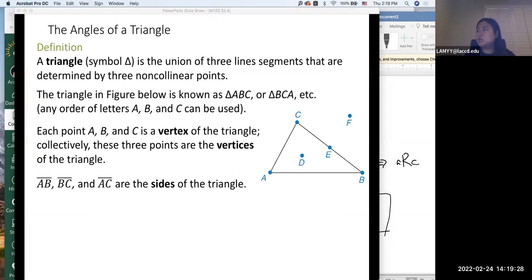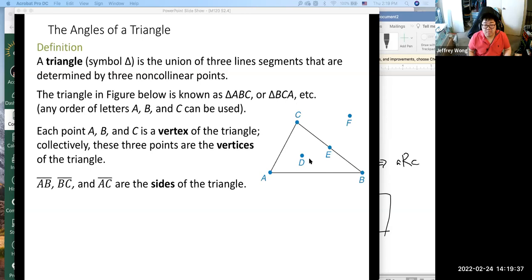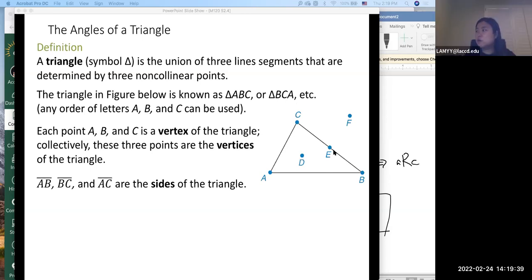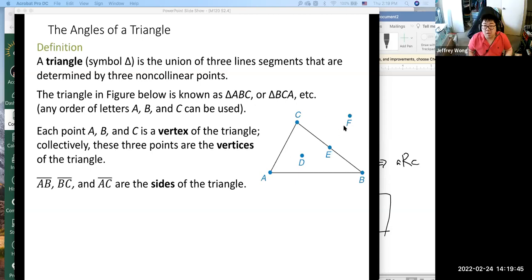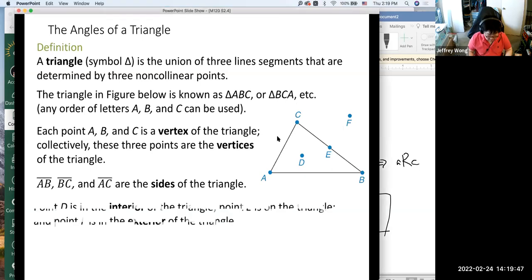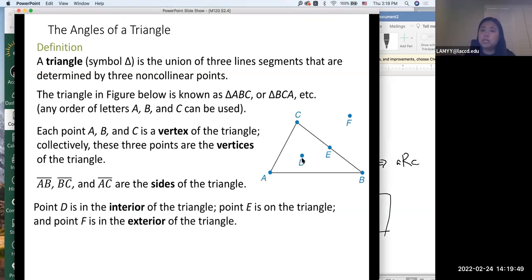How about point D? What is point D? It's in the interior of the triangle. Interior, good. Point D is the interior. So point E will be on the triangle, right? How about the point F? Exterior, good. D will be inside the triangle, so we call this the interior. E is going to be on the triangle. F would be the exterior of the triangle.